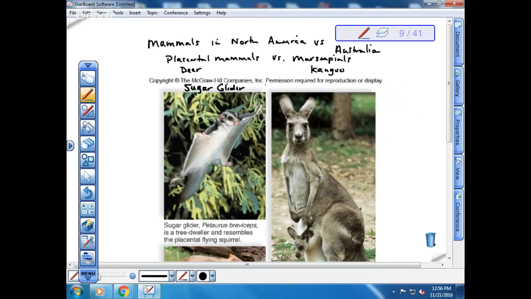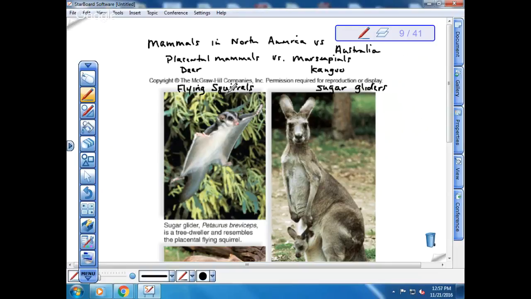And this is very similar, oops, sorry, that's placental, marsupial, sorry. Sugar gliders are marsupial, right? Sugar gliders versus flying squirrels, which are placental. And we actually have flying squirrels around here in the pine trees, the ponderosa pine trees, the northern flying squirrel, right? So this is a sugar glider, but if you've ever seen a flying squirrel around here, it looks almost identical to it, right?